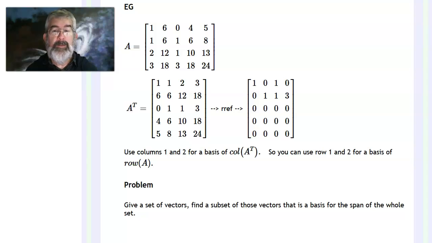The columns that don't have leading ones, they're linearly dependent on the others. And the linear dependence is easy to see because you've got all these zeros here, and you can just see which ones add up to get these other columns. Okay. I'm not going to do an example of that. It's exactly the same as what we did up here.